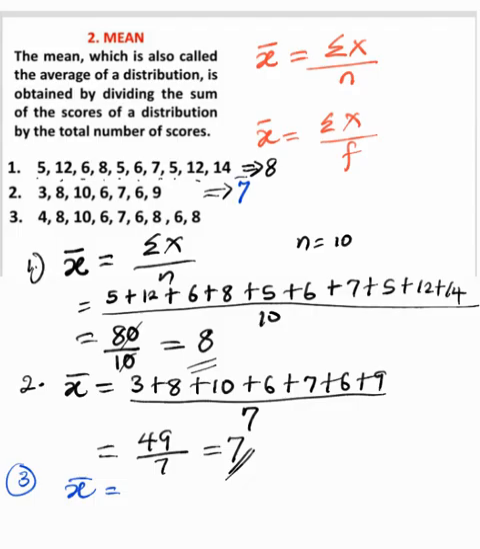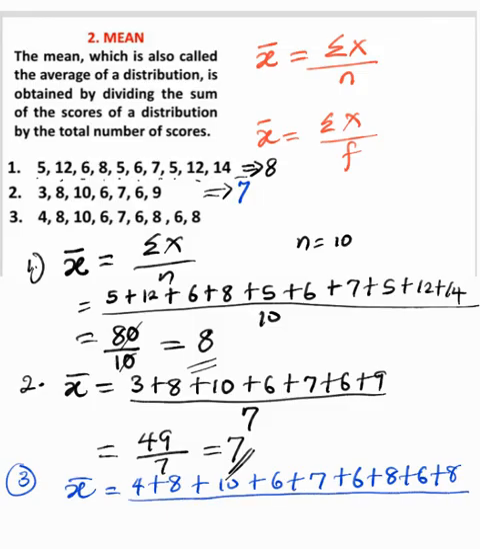We have 4, 8, 10, 6, 7, 6, 8, 6, 8. So we add them up: 4 plus 8 plus 10 plus 6 plus 7 plus 6 plus 8 plus 6 plus 8. And we divide it by the number of scores there. 1, 2, 3, 4, 5, 6, 7, 8, 9. We divide it by 9.